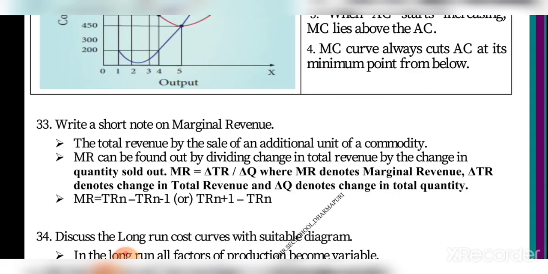This I have already told you. The marginal revenue formula is very important. It is repeated: MR is equal to TR n minus TR n minus 1. TR means total revenue, n means the number of products, and n minus 1 means the previous quantity of products.